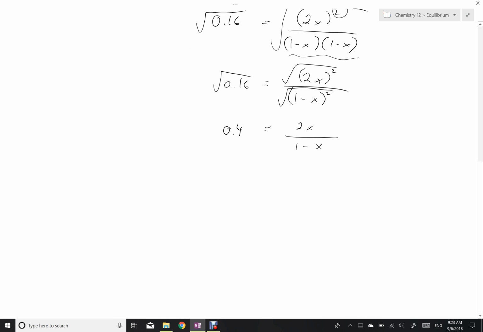Now we can solve for x. 0.4 minus 0.4x, bringing the binomial up. 2x, and then bringing the minus 0.4x to the other side, it becomes 2.4x. 0.4, dividing both by 2.4 then. And my x works out to be 0.16666. I'll just go 667, that's fine.